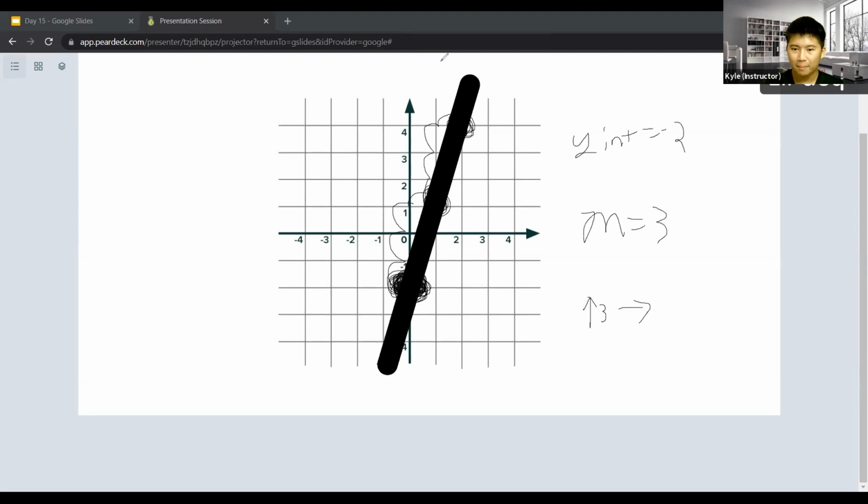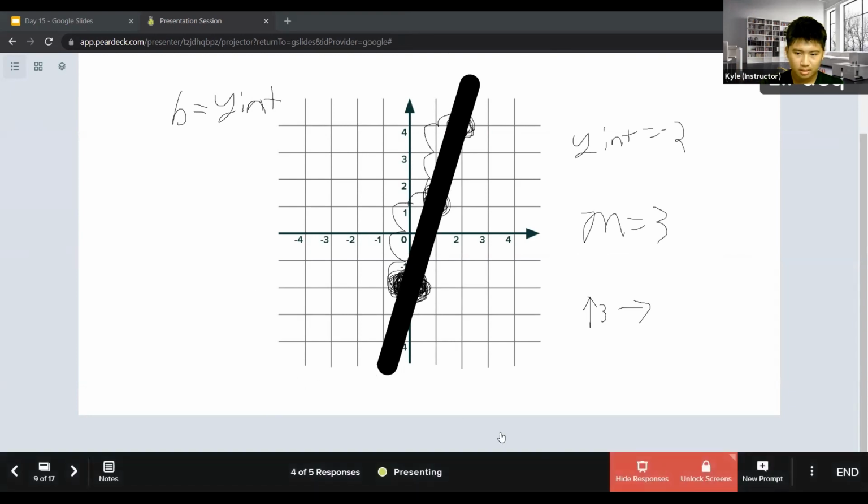Yep, that's fine. Make sure that in slope-intercept form, the b is always the y-intercept, okay? It's never the x, it's always the y-intercept. So you always start with the y, and then you can use the slope to draw multiple points, and then you can draw your linear equation. Okay?